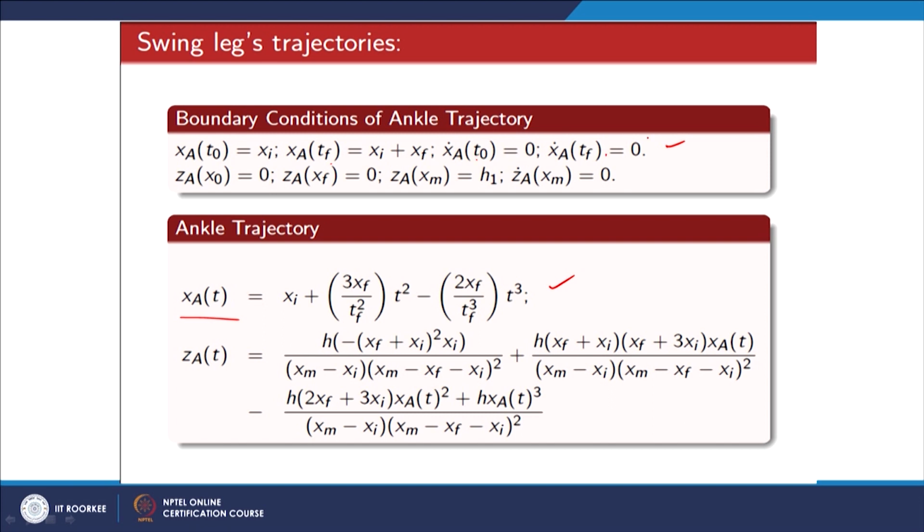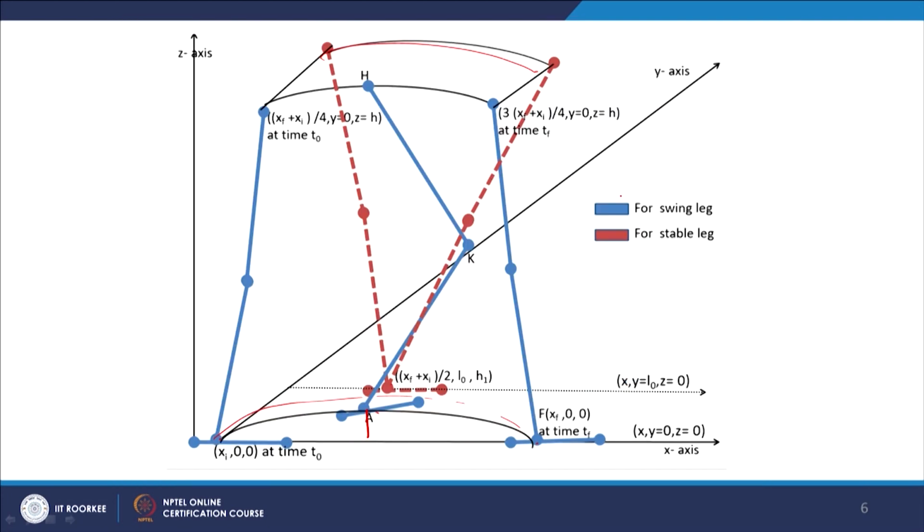final velocity. Similarly, the z coordinate of the ankle is given as a function of x coordinate, z of x. So, the initial, final and the middle position of the z coordinate are given, and the velocity at the middle position is 0. So, these are the constraints so that we can derive this particular trajectory, the swing leg trajectory. This we have seen in detail in the previous lecture.